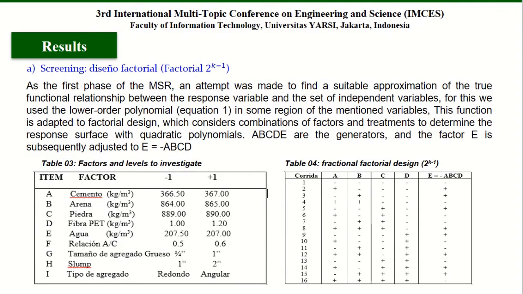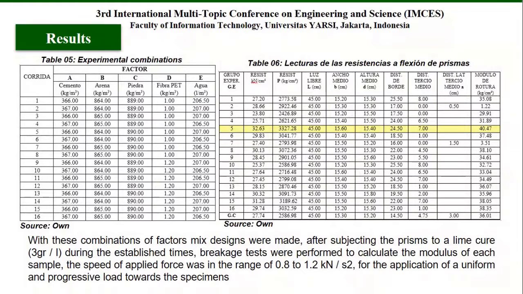And as a result, at the first phase of the MSR, an attempt was made to find a suitable approximation of the true functional relationship between the response. So we have in table number 3 the factors and levels to mitigate, and in table 4 the fractional factorial design. As a result, we also have the results of the experimental combinations with the factors by the different components: cement, sand, stone, fiber, water. And table 6 shows the readings of flexural resistance of prisms.